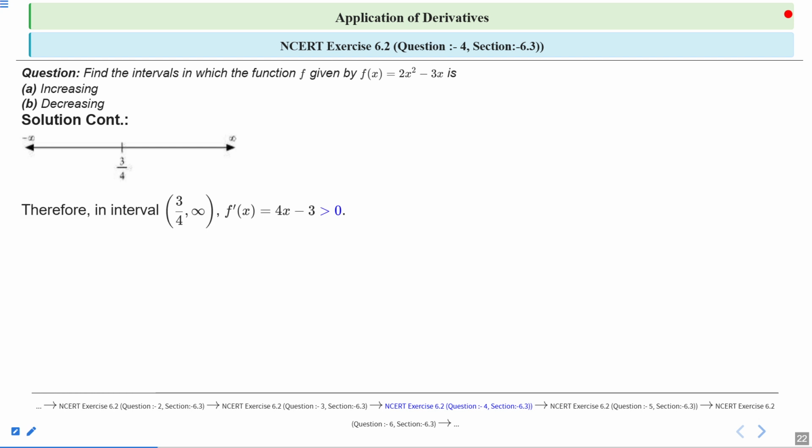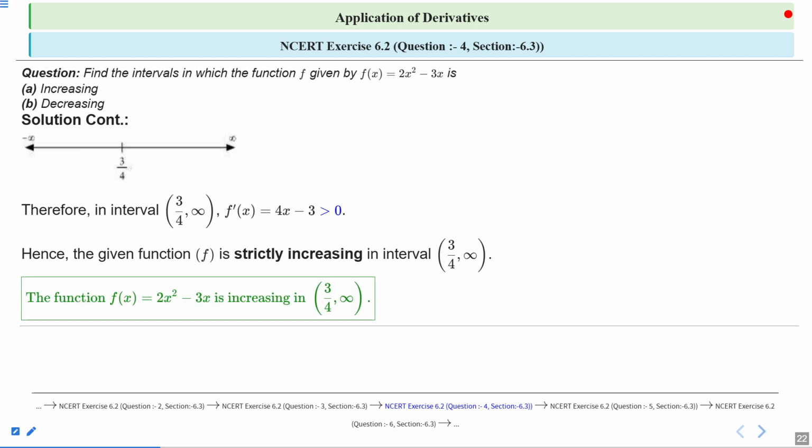Therefore, in the interval 3 by 4 to infinity, f dash x equal to 4x minus 3 is greater than 0, okay? Hence, the given function f is strictly increasing in the interval 3 by 4 to infinity. The function f(x) equal to 2x square minus 3x is increasing in 3 by 4 to infinity.